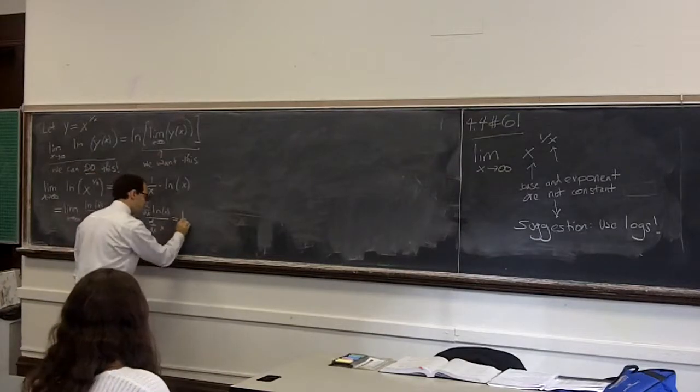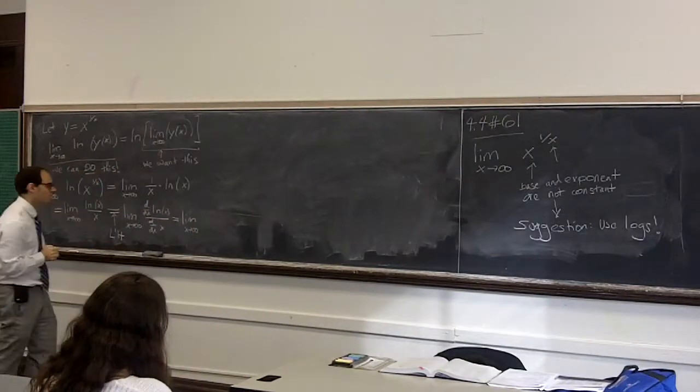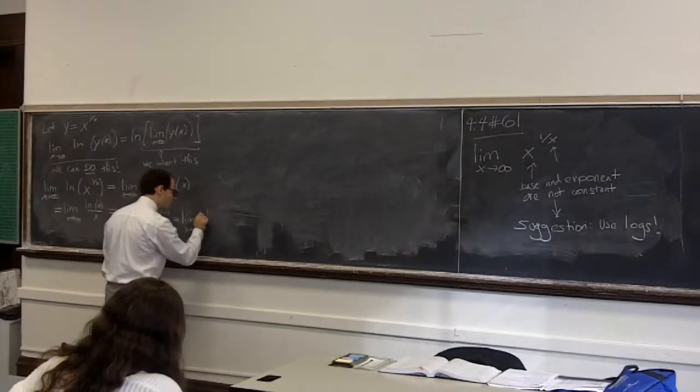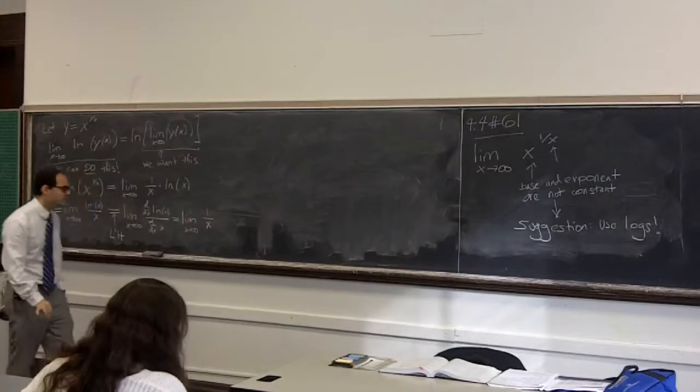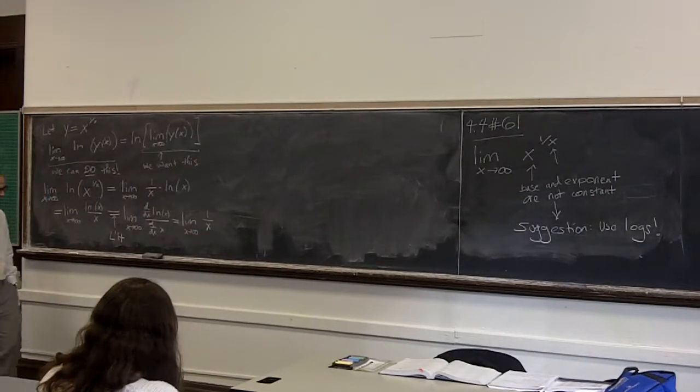Of course, we've done this now several times. The derivative of natural log of x is 1 over x. The derivative of x is 1. So the whole thing is that. And what's that limit? 0. Okay.